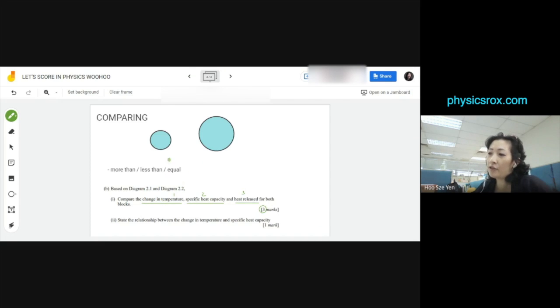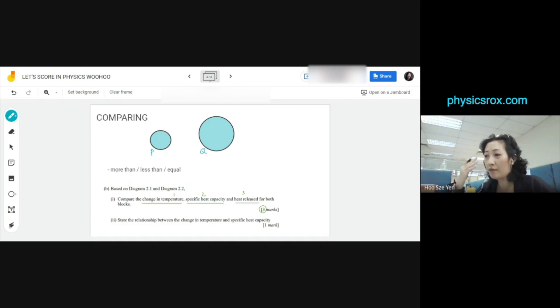Then you compare our change in temperature of P against Q, for example. Then you compare specific heat capacity of P against Q, then the heat released of P against Q. So at least you can say the change in temperature for P is more than for Q. The specific heat capacity of Q is higher than P, right? The heat released by both P and Q are equal, something like that, okay? So as long as you make those clear comparisons, and you read the question carefully, these kinds of comparison questions are what I call free marks.